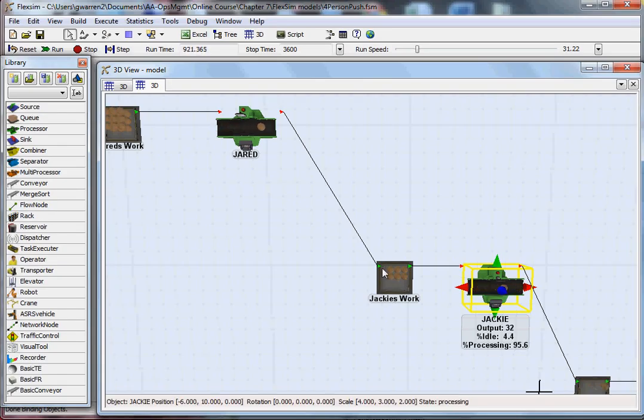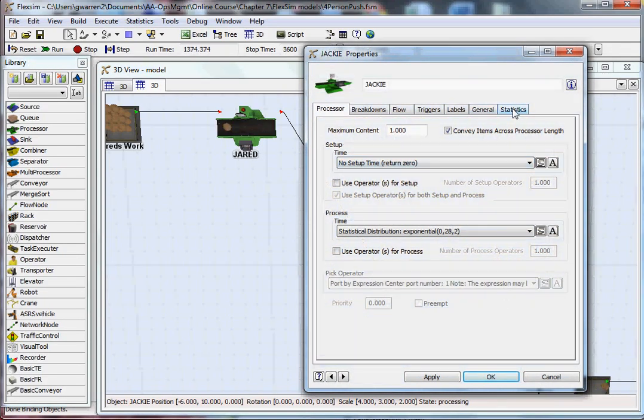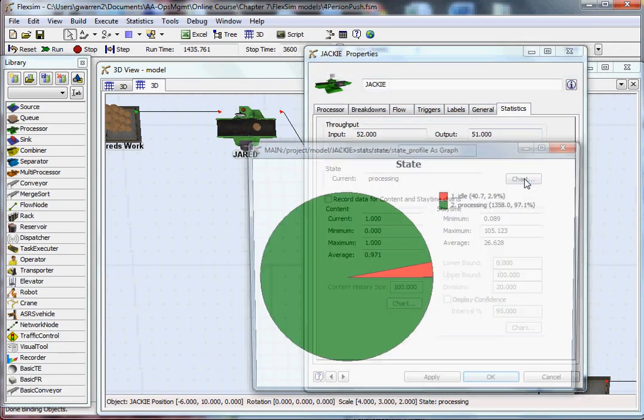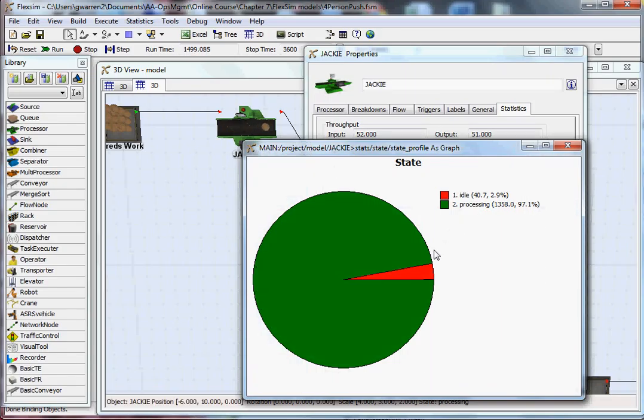You notice that Jackie is not able to clear her buffer, and that indicates that in fact she is slower than Jared, and so she is the bottleneck workstation. We can get better indications of the actual activities of a workstation. This is a pie chart representing the idle and processing or the utilization percentages of Jackie's workstation, and as you can see they update in real time as the simulation unfolds.